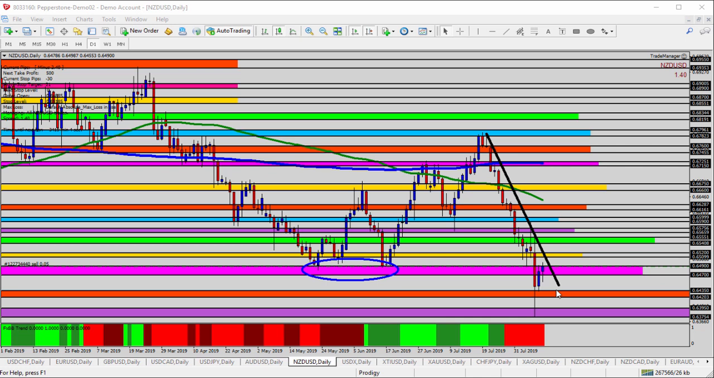Higher lows, higher highs, a break through the black trend line. We need some evidence of reversal. We just don't have that. We have a pullback, we have a retracement, we have an easing of that drop, but no real change in the trend. So I think we still focus on the trend.